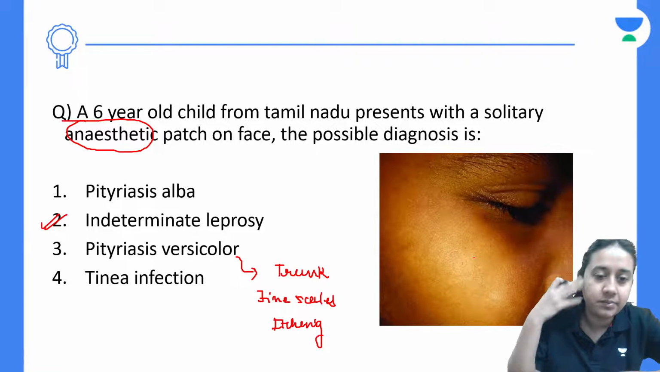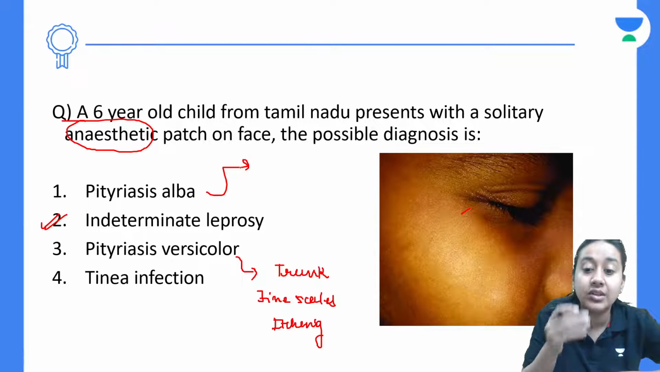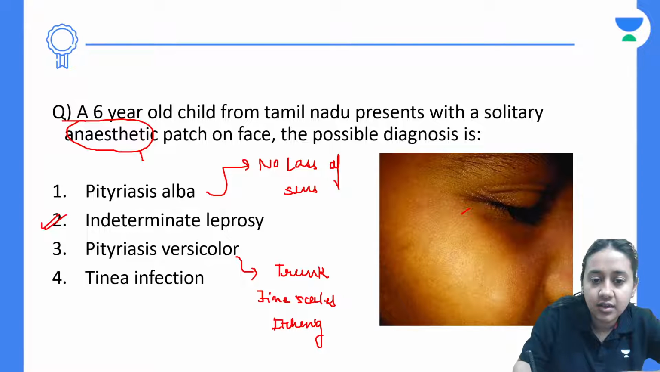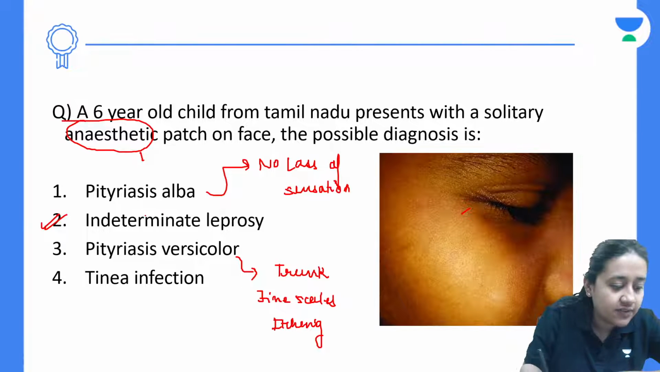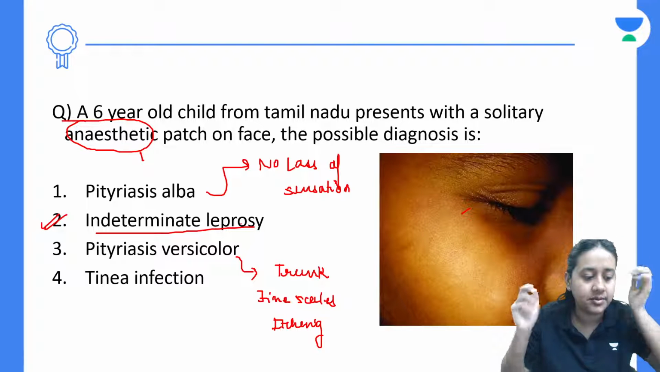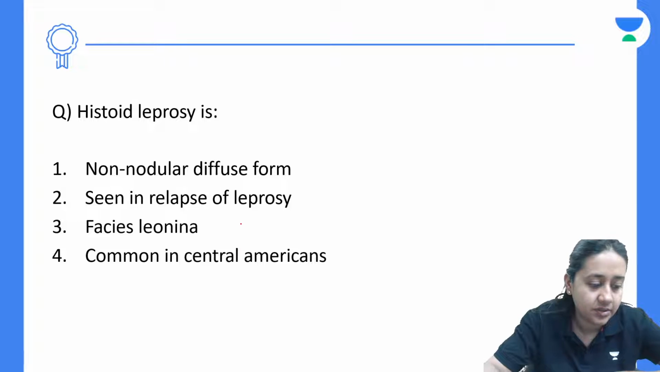Now, why is it not Pityriasis alba? Pityriasis alba has lesions on the face as well, but again, loss of sensation is not seen. So both these features will give you an idea that you are dealing with a patient of indeterminate leprosy.